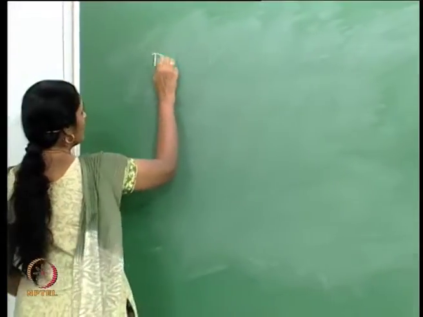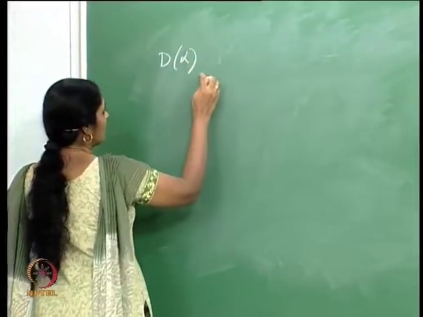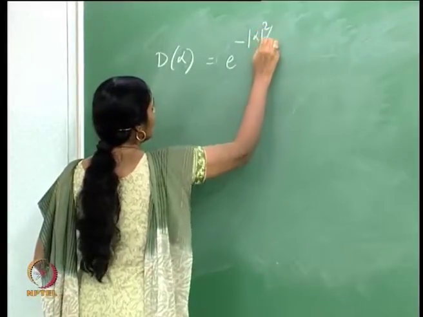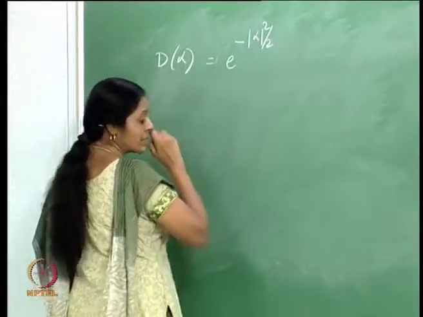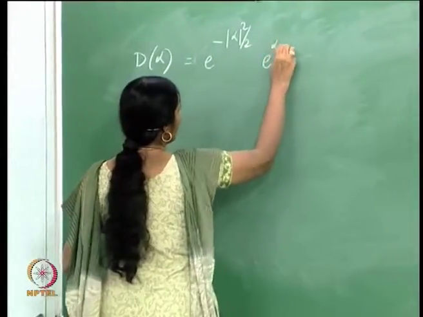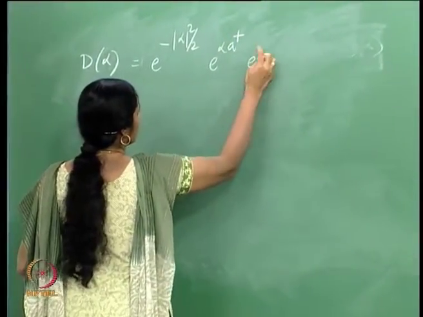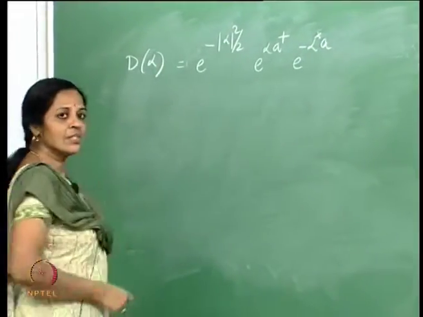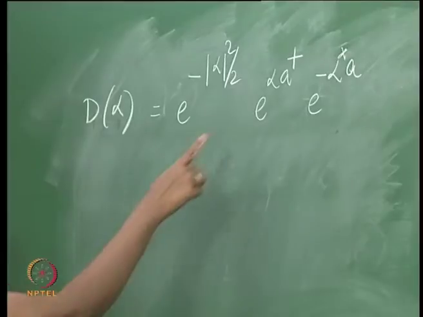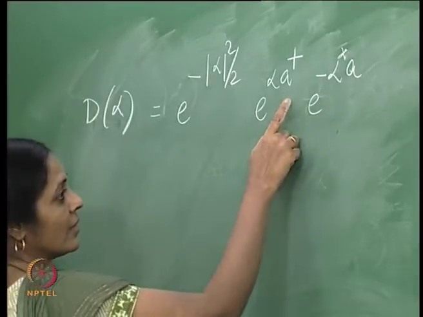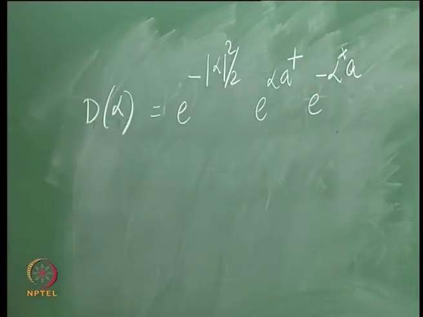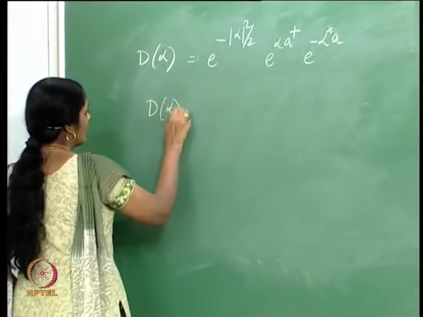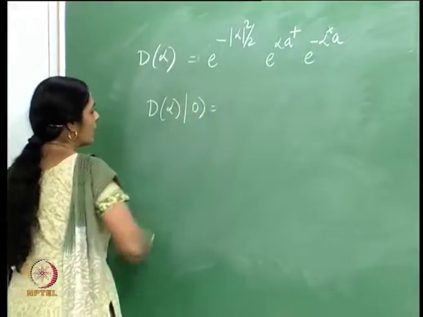Consider the operator D of alpha, given by e to the minus mod alpha squared by 2, that is a number, e to the alpha a dagger, e to the minus alpha star a. Consider this operator. The order is very important because a and a dagger do not commute with each other. Let me find out the action of D of alpha on ket 0.